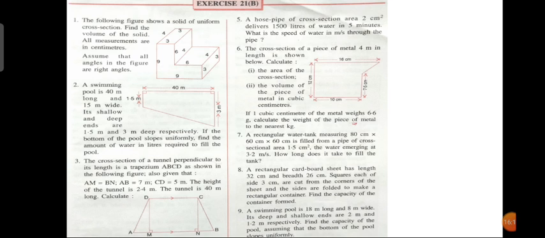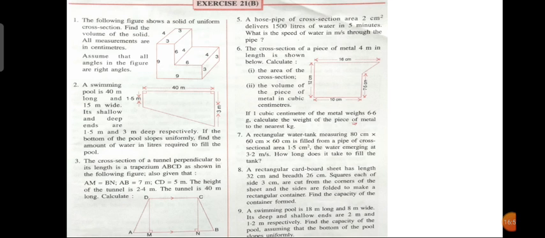That is, first is the figure shows a solid of uniform cross section. You have to find the volume of the solid. All measurements are in centimeters, and assume that all angles in the figure are right angles. Okay, so you have to find the volume. All sides, length, breadth, height, are given, and all are in centimeters. The measurements are in centimeters, so you can directly find the volume. Okay, clear. The next question is also given.